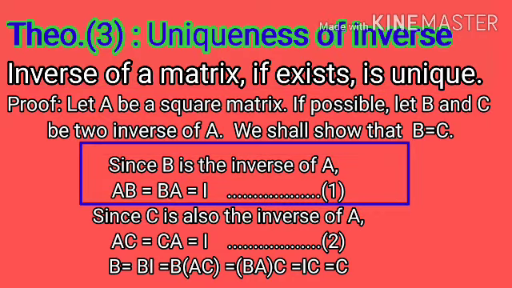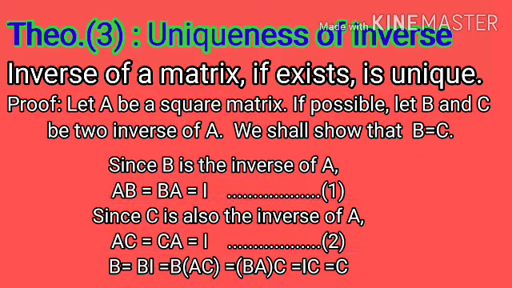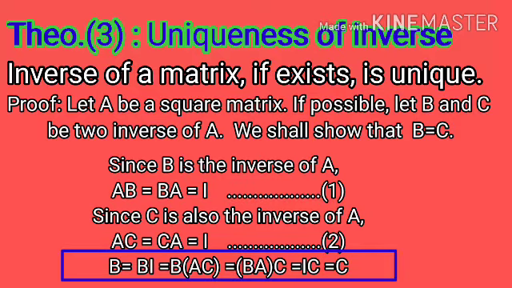Since B is the inverse of A, so A into B or B into A is equal to I, give equation number 1. And since C is also inverse of A, so A into C or C into A, both are equal to I, give equation number 2. Now B is equal to, suppose, B into I. Next step, in place of I, write A into C.